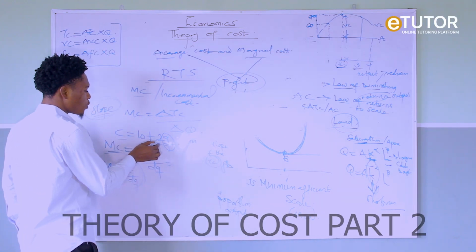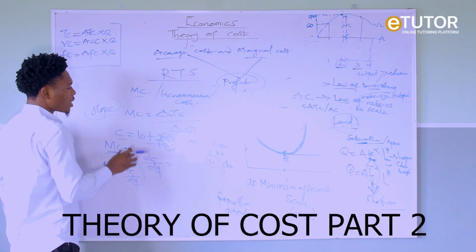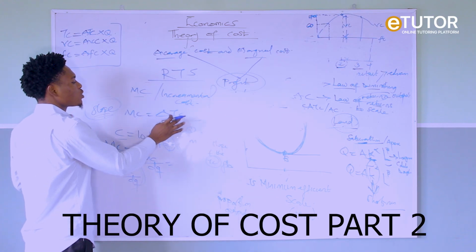So what is the slope? The slope is 2. Now, if I have something like this and I want to get my marginal cost, I say marginal cost is what? Changes in TC over changes in Q.